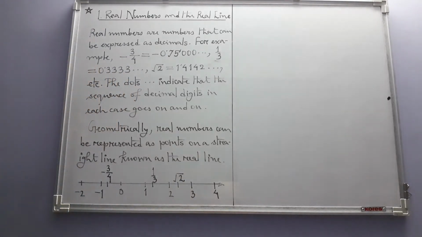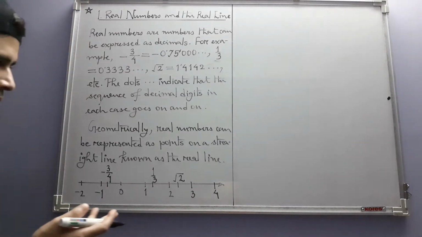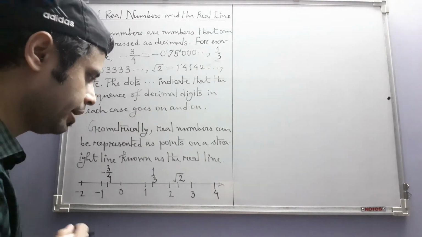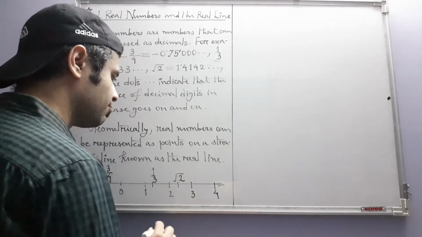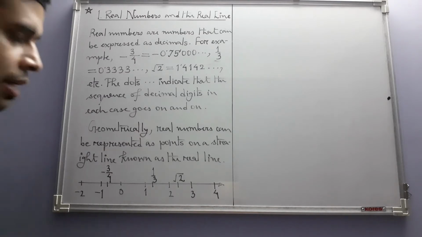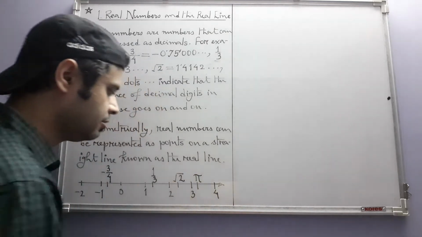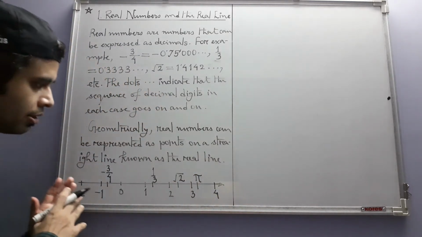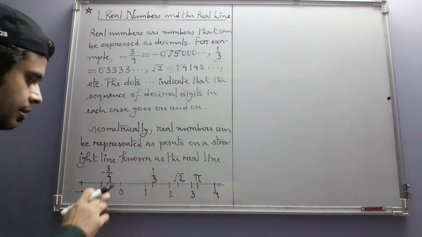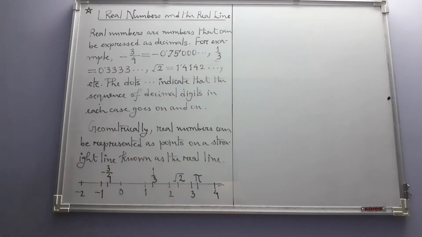You can also think of the number pi, which is the ratio of the circumference to the diameter of any circle. We already know from geometry that that is what pi is, and its value is approximately 3.14159 something, 2653. So 3.14 will appear approximately here. So we find all the numbers on the real line as points. Numbers can be identified with points on a straight line, and that line is known as the real line.